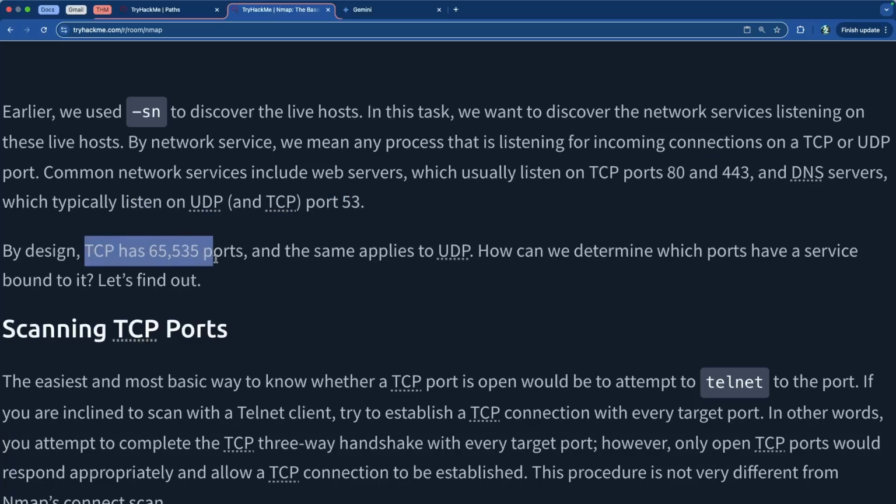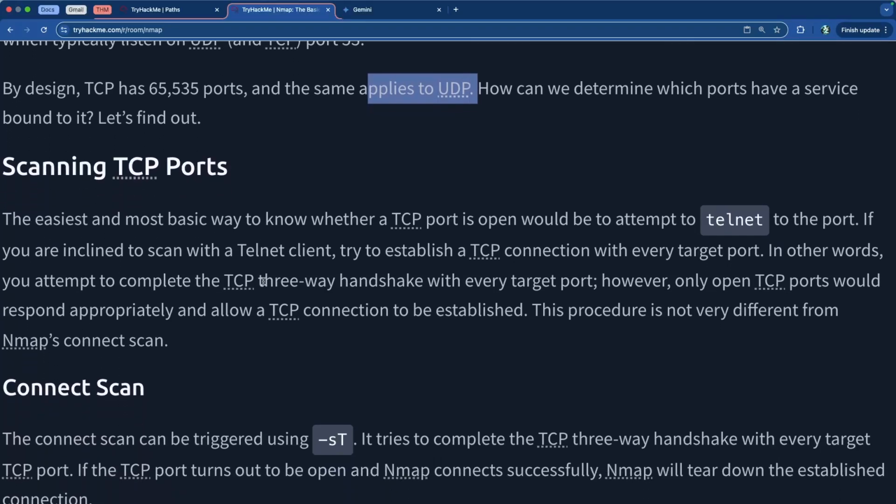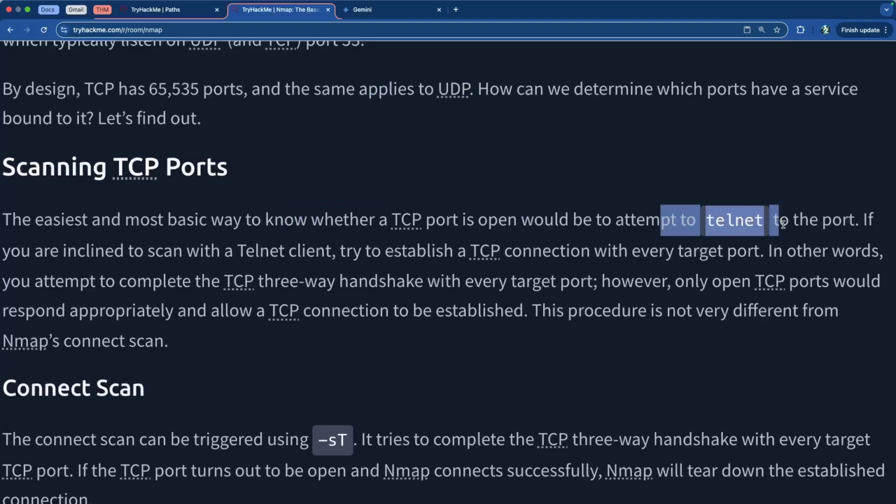By design, TCP has 65,535 ports, and then there's also 65,535 UDP ports, right? So there's a lot of ports that are available. So how do we find out what services are attached to these ports? So scanning those things would be to attempt telnet to the port, I guess, is like the easiest and most basic way to do it.